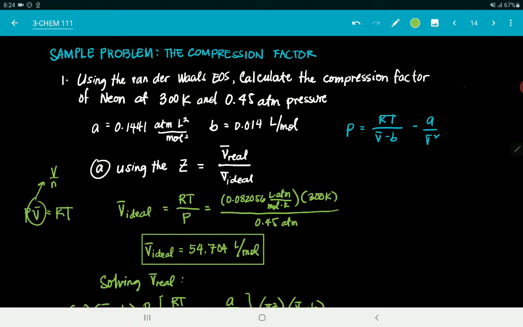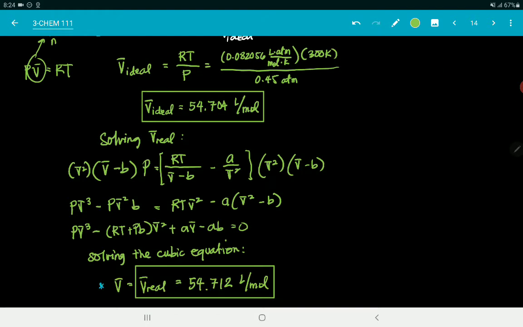54.704 liters per mole. So, solving for V real involves converting yung Van der Waals equation into a cubic polynomial form. Tapos, yung cubic polynomial na yun, isosolve mo yung V bar using a particular solver that can determine the roots of the cubic equation. Okay? So, to be able to convert yung Van der Waals equation into a cubic polynomial form, you'll just have to multiply the equation by V bar minus B, which is the denominator here, and V bar squared.